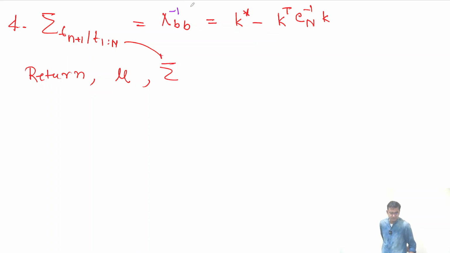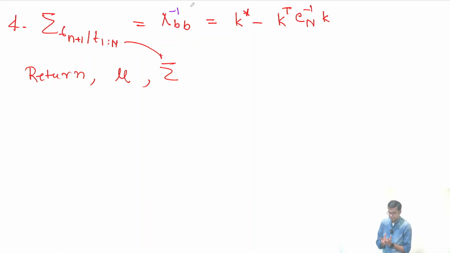How from lambda BB inverse, that term comes into picture. K star minus K transpose Cn inverse K. We'll go into that if time permits. Otherwise, it's a task for you to do. Okay. And if I do not do it, expect it as a homework problem, obviously in 4, not in 5. Okay. So this was the conclusion of Gaussian process.